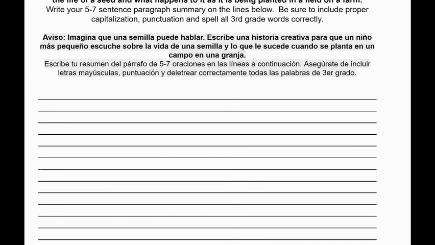Here we can see our writing prompt. Pretend a seed can talk. Write a creative story for a younger child to hear about the life of a seed and what happens to it as it is being planted in a field on a farm. To do this, you will write 5 to 7 sentences in a paragraph on the lines below. Make sure that once you finish writing your story that you go back and check to make sure that you have proper capitalization, punctuation, and 3rd grade spelling.